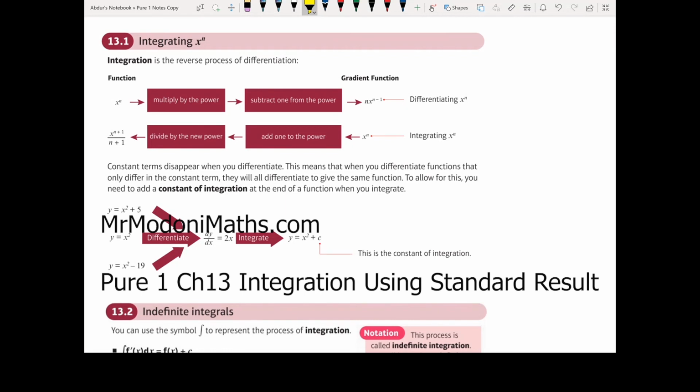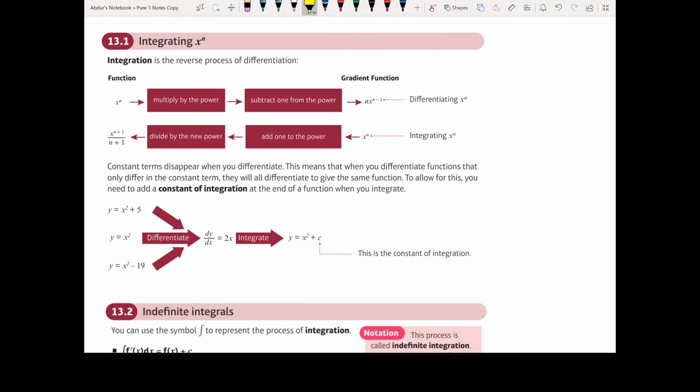Integrating terms of the form x to the power of n. Integration is the reverse process of differentiation. And we looked at differentiation where, in order to differentiate x to the power of n, we multiply the coefficient by the power and then we subtract 1 from the power, resulting in this here. Since integration is the reverse of differentiation, we will completely reverse this process.